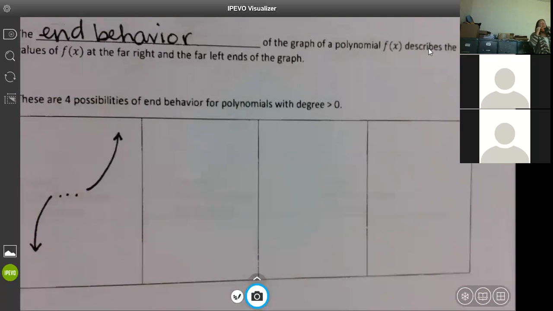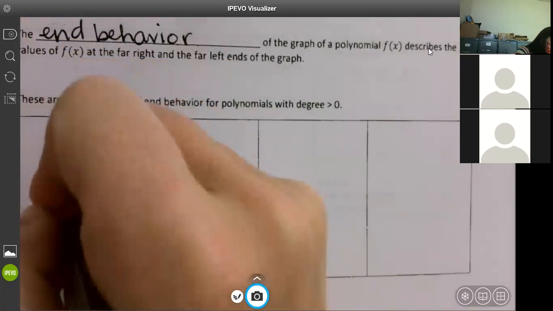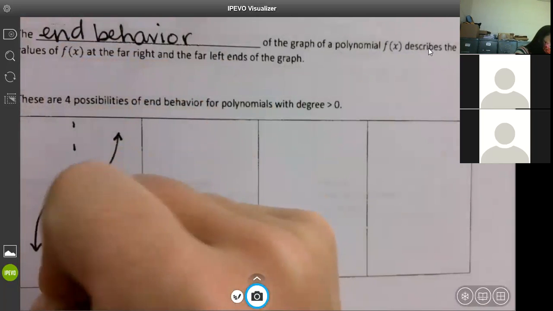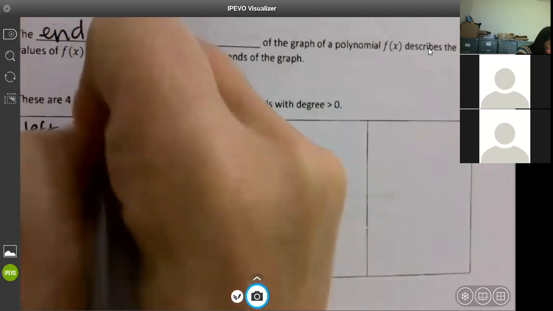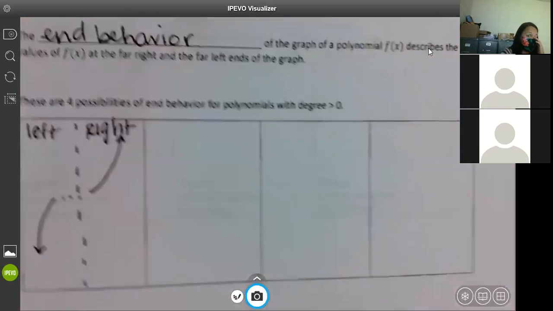Again, there could be anything in the middle. It doesn't matter what. But all we're looking at is the end. That's why it's called end behavior. So we're looking where it points. So you split it kind of in half. So that's what I'm going to do. And we're looking at the left side and the right side.